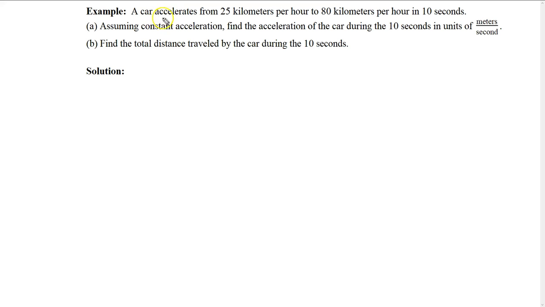So in this example, we're given that a car accelerates from 25 kilometers per hour to 80 kilometers per hour in 10 seconds. And we want to answer two questions. First of all, assuming that the acceleration is constant during that 10-second period, we want to find the acceleration of the car. And then second, we want to find the total distance traveled by the car during that 10-second period of acceleration.